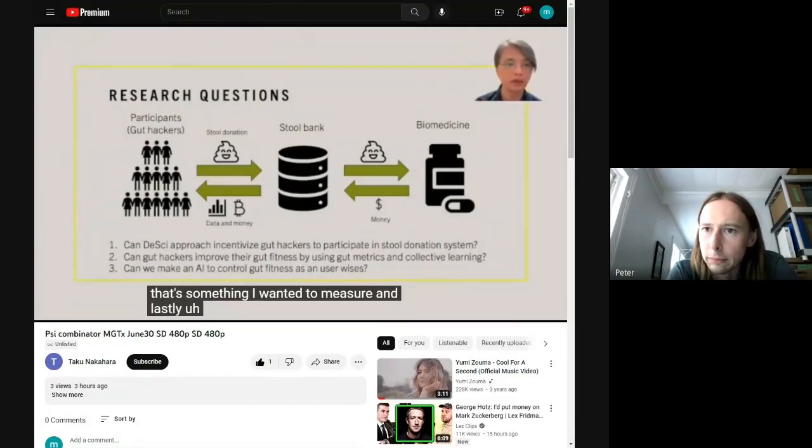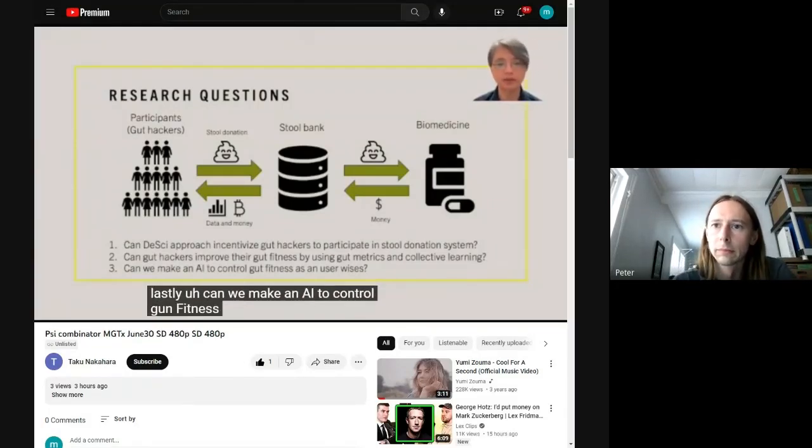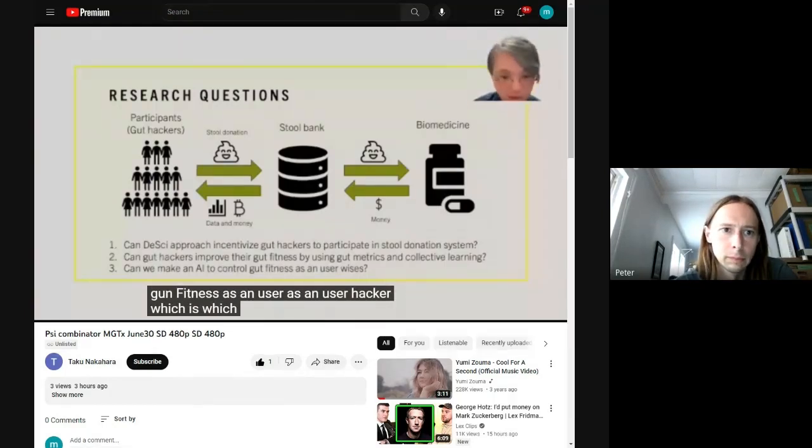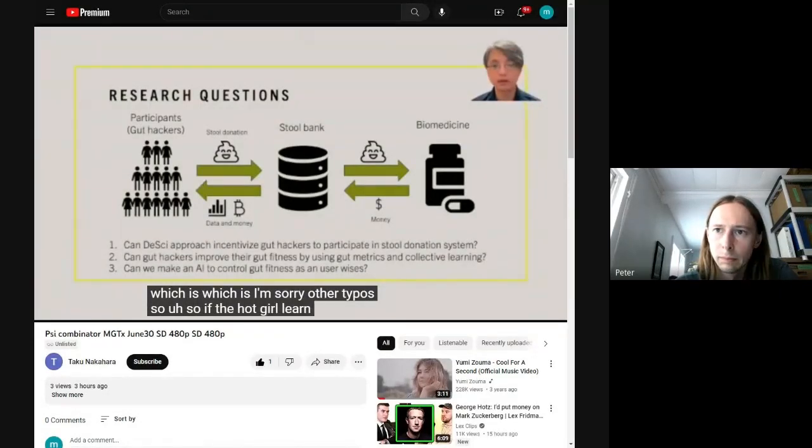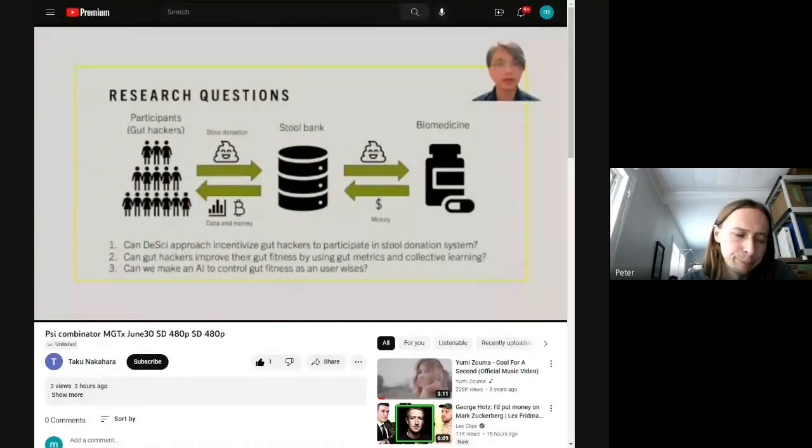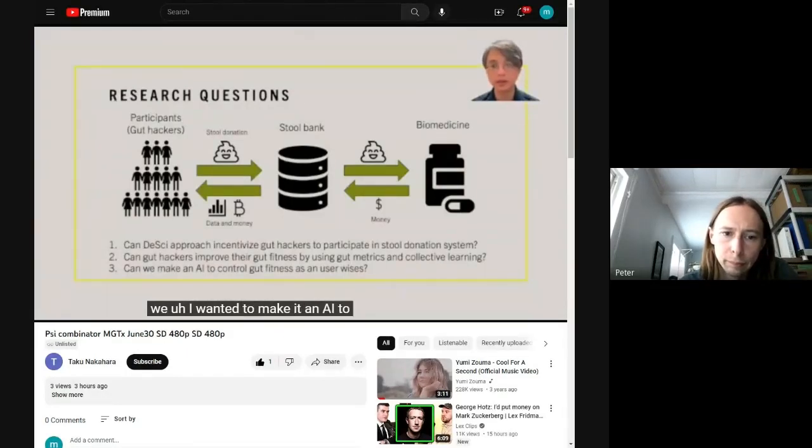And then lastly, can we make an AI to control gut fitness as a user, a gut hacker? I'm sorry for the typo. So if the gut hackers learn from each other how to improve that, I wanted to make an AI to suggest the better solution to each user.